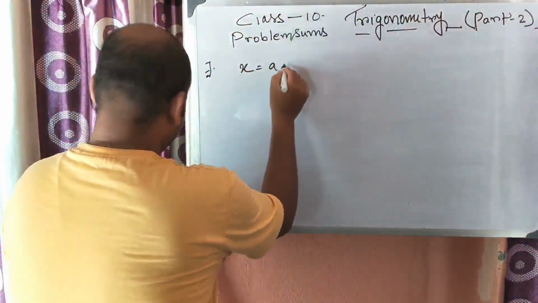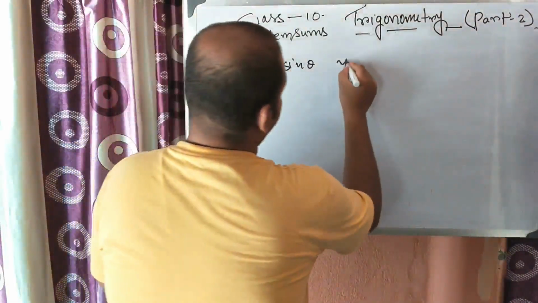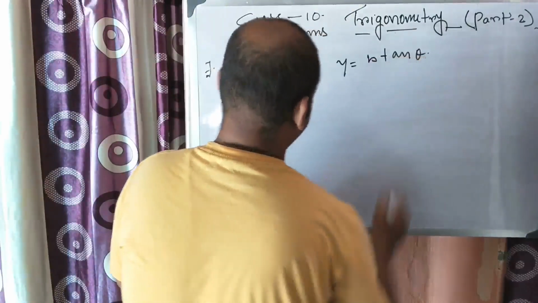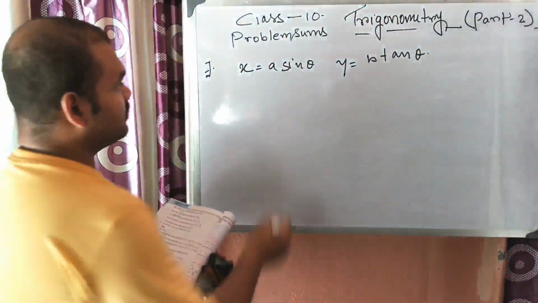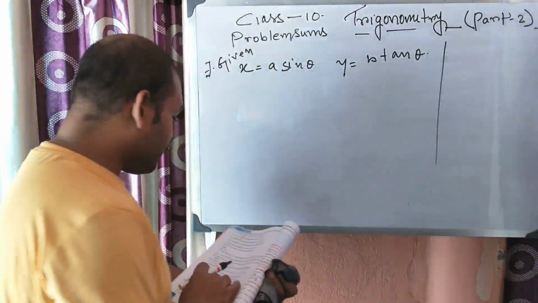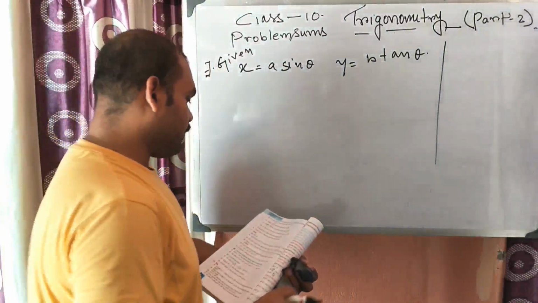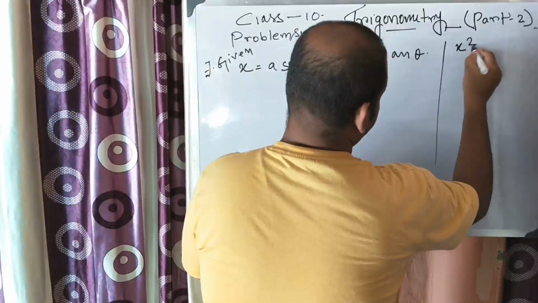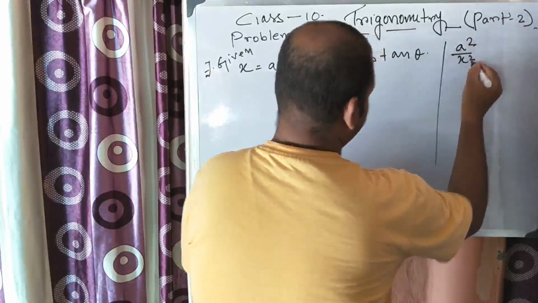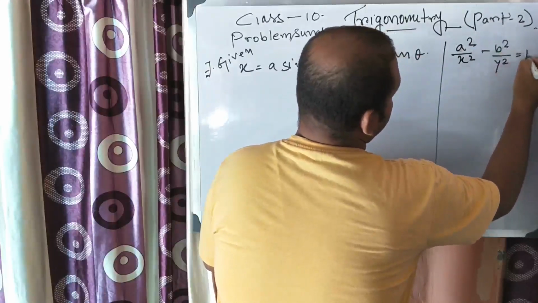Okay, so 7 is given: x is equal to a sin theta and y is equal to b tan theta, and we need to prove that. So these are the given things. First write the given ones: x is equal to a sin theta and y is equal to b tan theta, and you need to prove that a square by x square minus b square by y square is equal to 1.